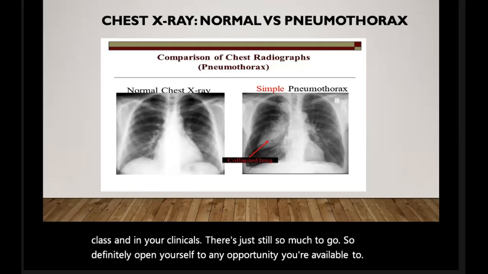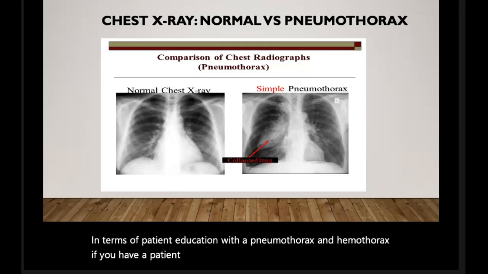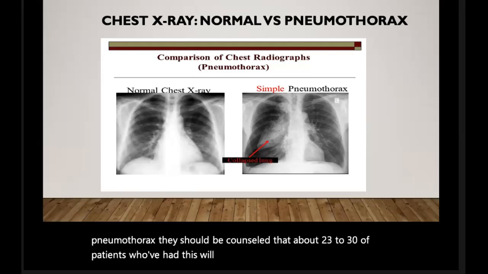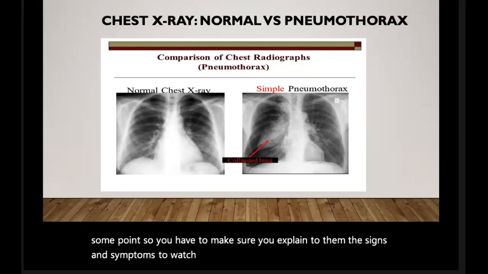So in terms of patient education with a pneumothorax and a hemothorax, if you have a patient who's been diagnosed with a spontaneous pneumothorax, they should be counseled that about 23 to 30% of patients who've had this will have it again. They have a recurrence at some point. So you have to make sure you explain to them the signs and symptoms to watch for, which includes dyspnea, persistent cough, and chest pain.